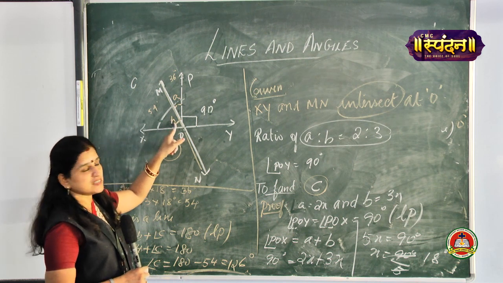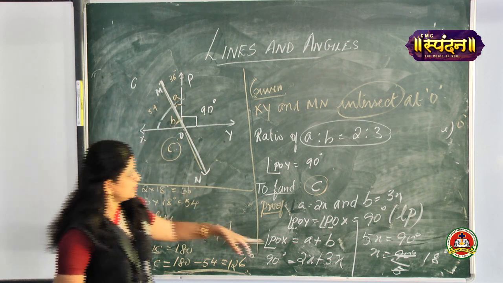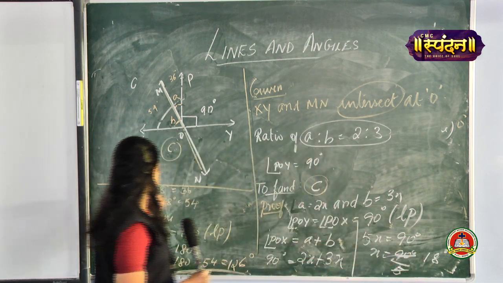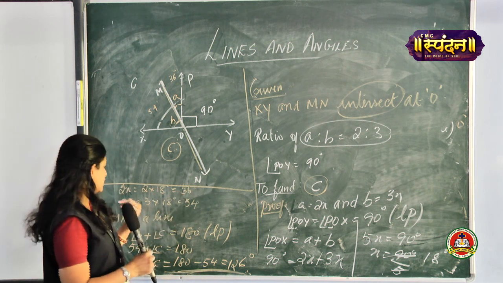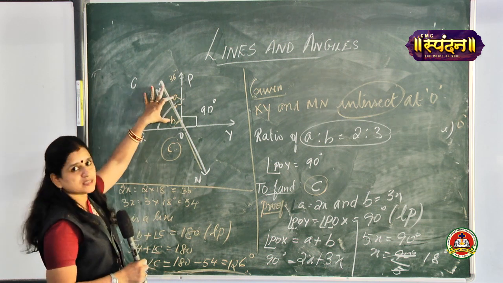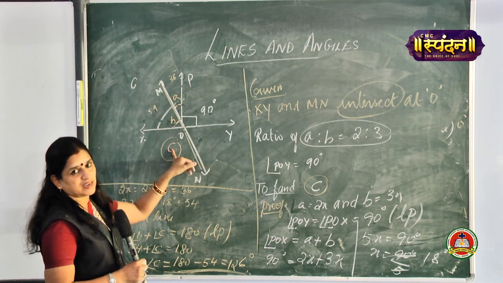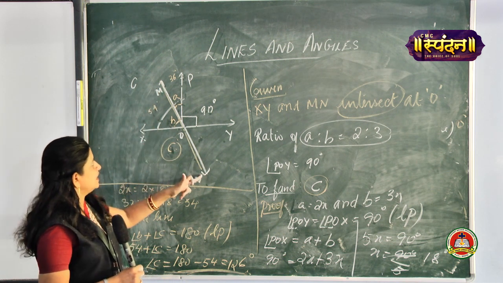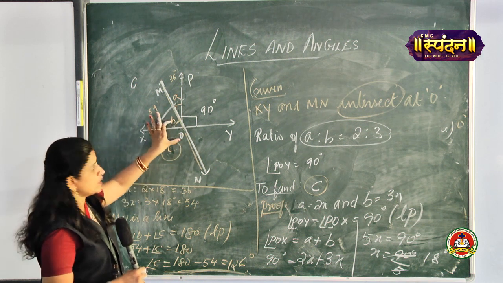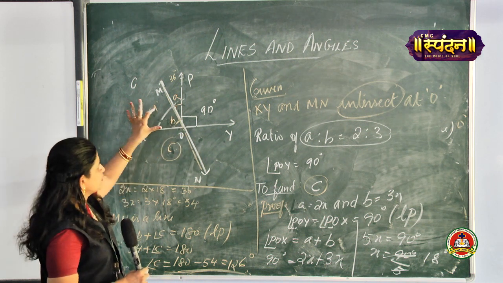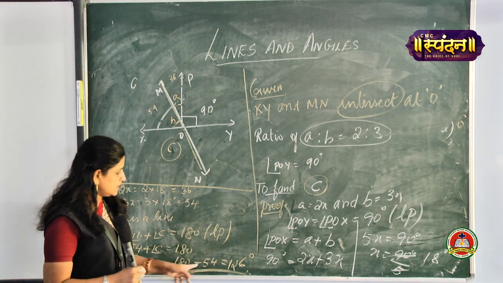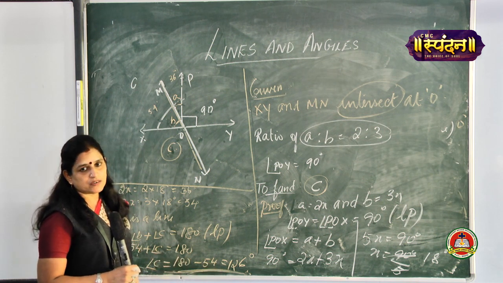So A plus B is 90, A is given as 2x and B is given as 3x. So 5x is 90, so x will be 18. If x is equal to 18, 2x will be equal to 36 degree, 3x will be equal to 54 degree. So we have found these two angles A and B. Now we are asked to find the angle C. So coming to this line, we are able to observe two angles over here. Line is also there. So these two angles are nothing but linear pair angles. So 54 plus C will be equal to 180 degree. Therefore angle C is 180 minus 54, which is equal to 126 degree.